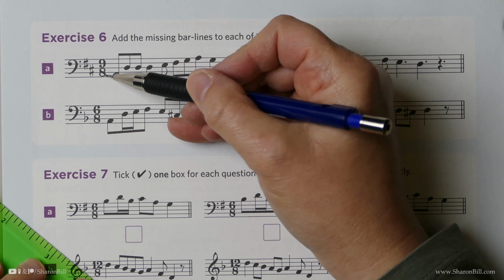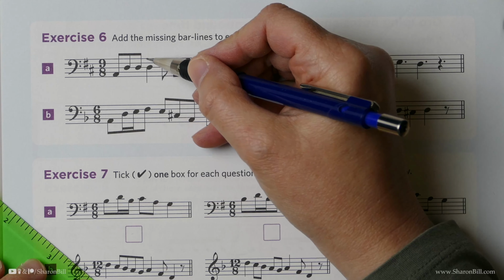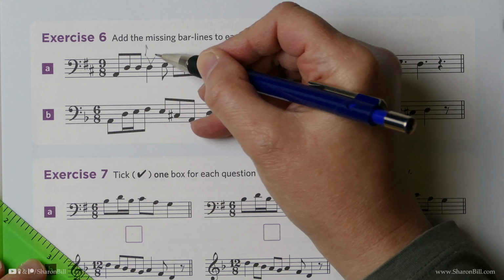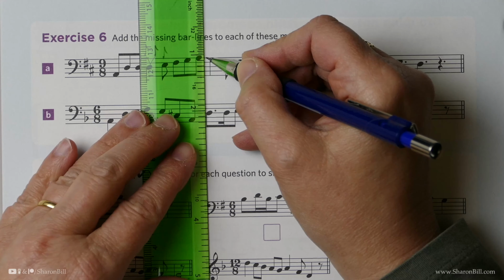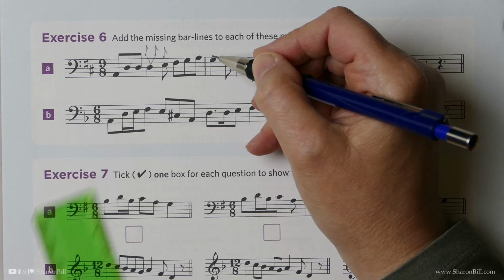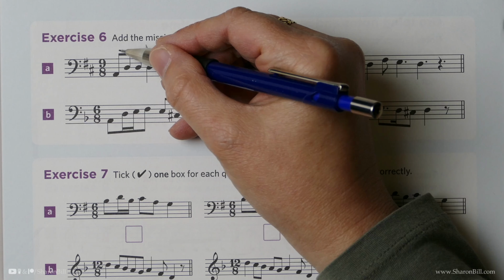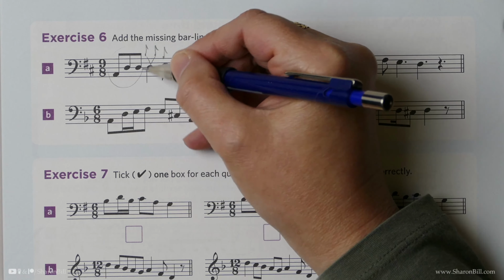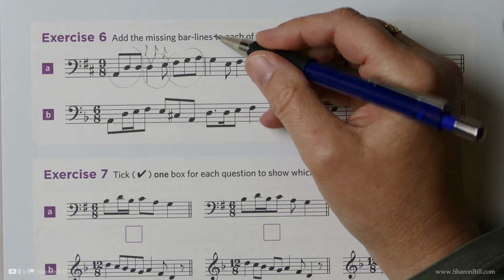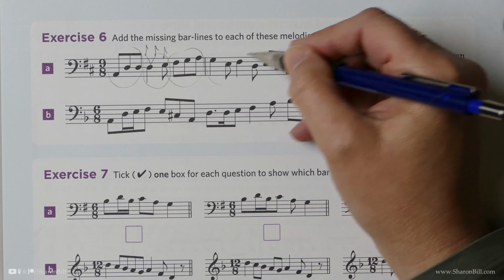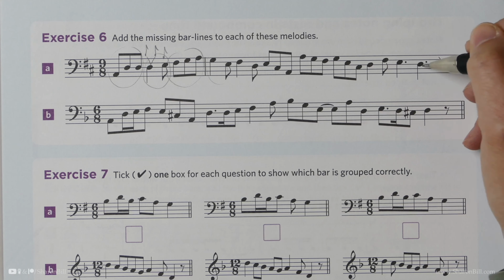So we should have 9 quaver beats per bar. So 1, 2, 3, the crotchet is 2 quaver beats, 4, 5, 6, 7, 8, 9, bar line, simple as that. But we can also see that 9/8 is triple time. It's 3 groups of dotted crotchet beats. We can see group 1, group 2, group 3. And so you could almost just go for it, 1, 2, 3 bar line, 1, 2, 3 bar line, 1, 2, 3 bar line.